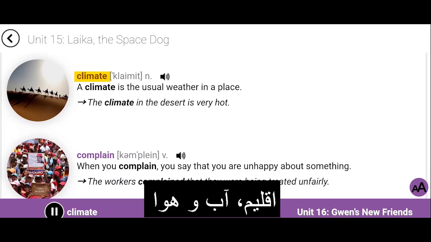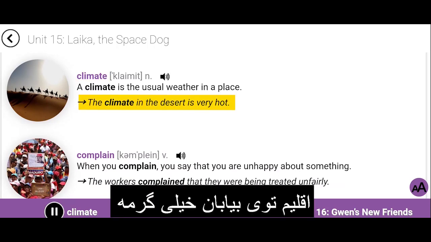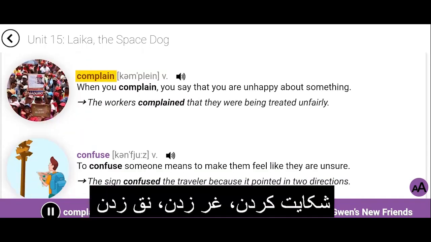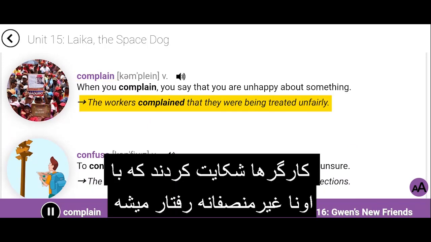Climate. A climate is the usual weather in a place. The climate in the desert is very hot. Complain. When you complain, you say that you are unhappy about something. The workers complained that they were being treated unfairly.